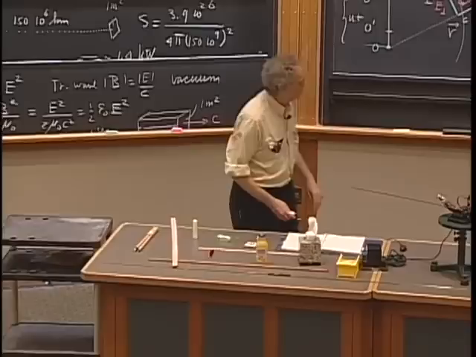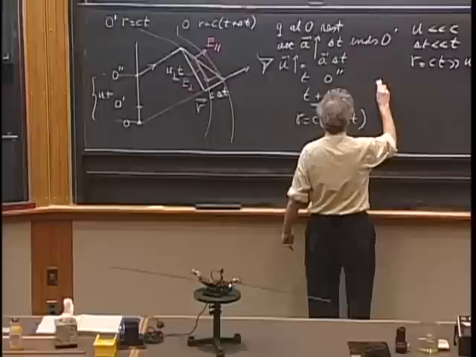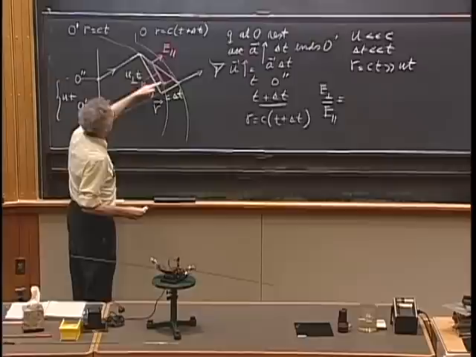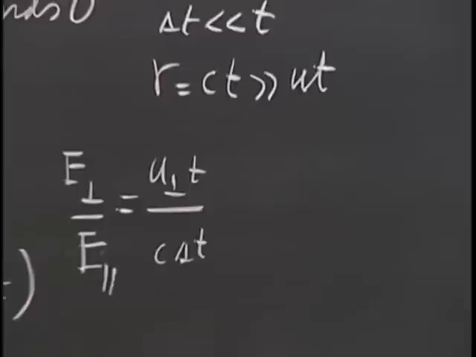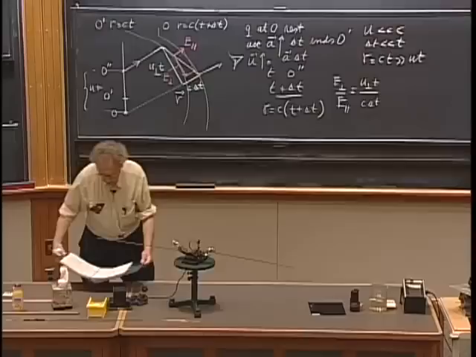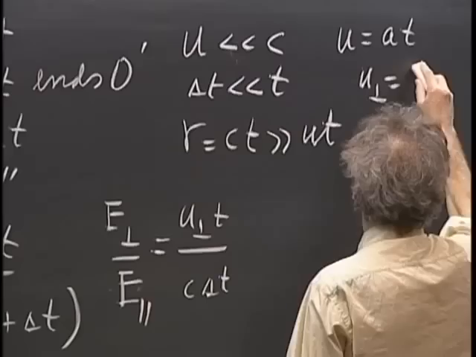Well, if you look at the fact that this triangle is congruent with this one, then you see that E perpendicular divided by E parallel must be U perpendicular T divided by C delta T. But U perpendicular T, we know that U is AT. So U perpendicular is A perpendicular times T.